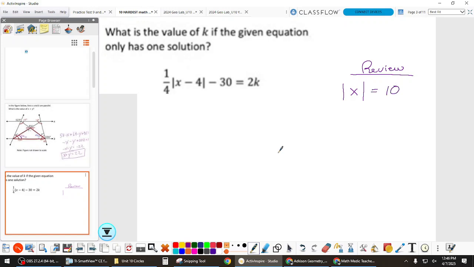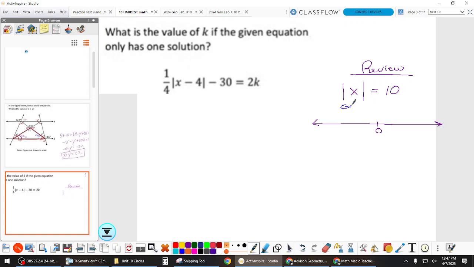Just to review the concept: what does absolute value mean? It means how far it is, or distance from 0. So I want to draw a number line, and for this one, 0 is there. This is saying the distance x is from 0 is 10. How far is x from 0 again? So what value or values could it be?